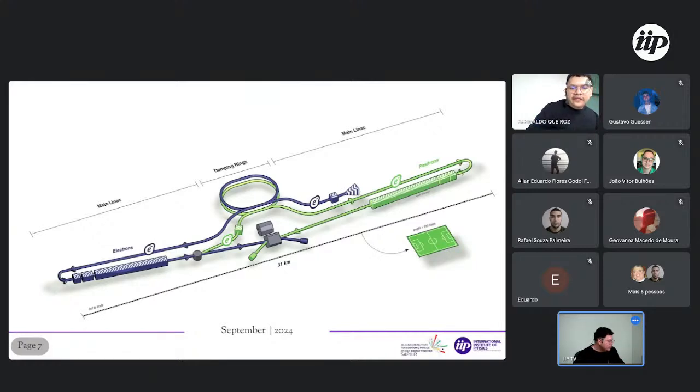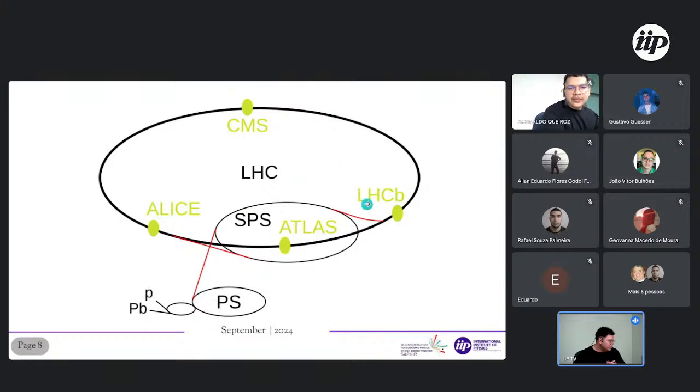We have here the most famous particle collider, the LHC. The LHC is a circular collider, which is the other type of collider. In the case of the LHC we have 4 strategic points of collisions that we call experiments. We have CMS, LHCb, ATLAS, and ALICE.